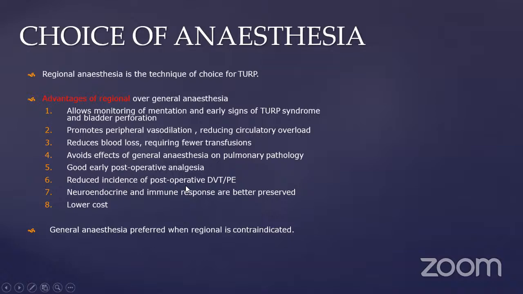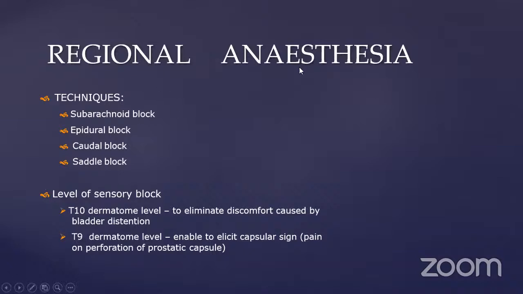There is also reduced incidence of postoperative DVT and pulmonary embolism. Neuroendocrine and immune responses are better preserved, and it is comparatively less costly with neuraxial anesthesia. General anesthesia is preferred when neuraxial anesthesia is contraindicated. The techniques we generally follow in neuraxial anesthesia for these patients are subarachnoid block, epidural block, caudal block, or saddle block.